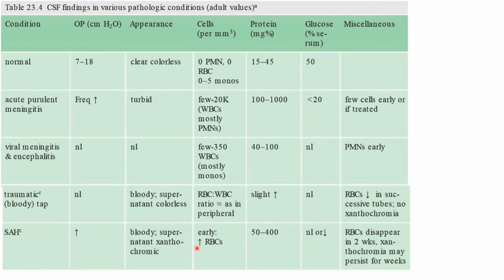Okay, in the presence of RBCs, protein will be high, glucose usually is normal. You might find it a little bit low, and the RBCs in the tubes that you collect are almost the same in tube number 1, 2, or 3. Okay, and the RBCs, yes, will disappear after a couple of weeks after the subarachnoid hemorrhage.